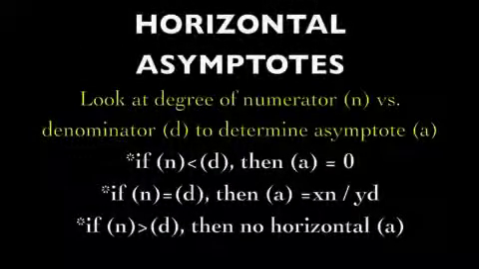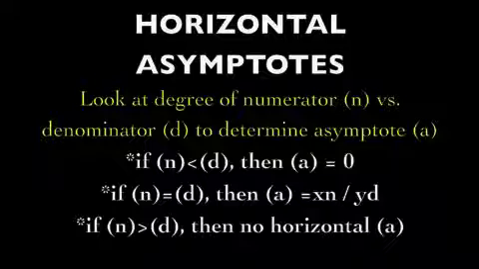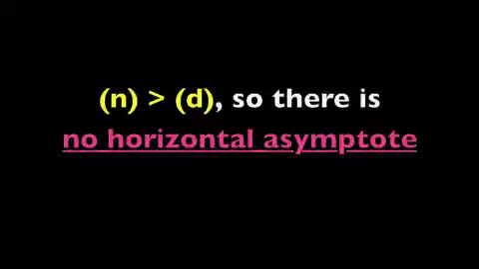To find the horizontal asymptotes, look at the degree of the numerator, or in this case n, versus the denominator, or d, to determine the asymptote a. So, if n is less than d, then a is equal to 0. If n is equal to d, then a is equal to x of n divided by y of d. If n is greater than d, then there is no horizontal asymptote. For the equation in question, n is greater than d, so there is no horizontal asymptote.